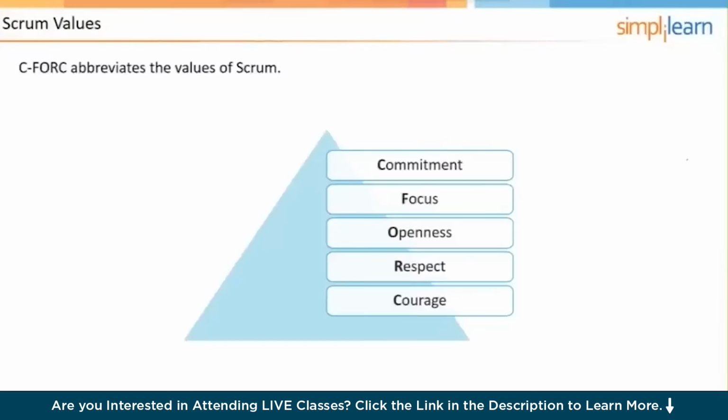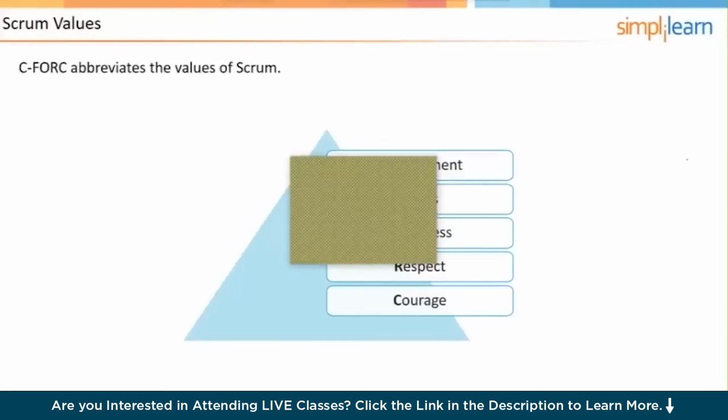Now let's talk about the values of Scrum. Now this is different than pillars. This is values. So there are 5 values for that, and this is something that I want you to memorize.